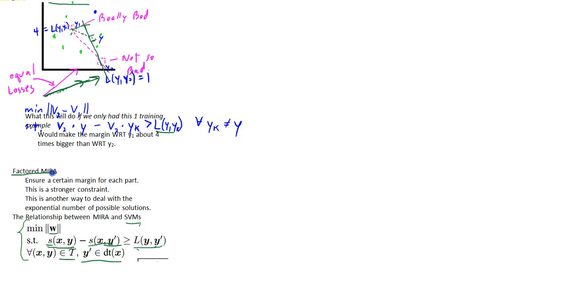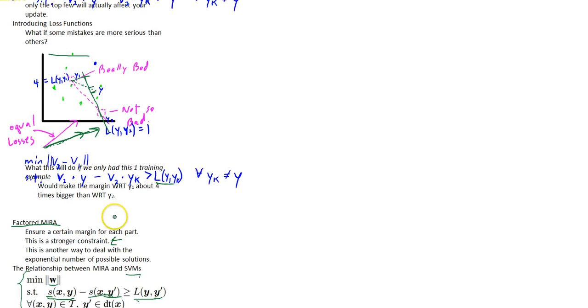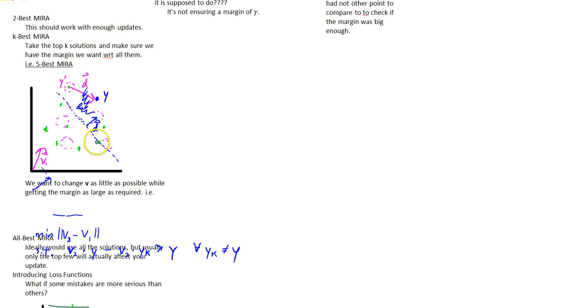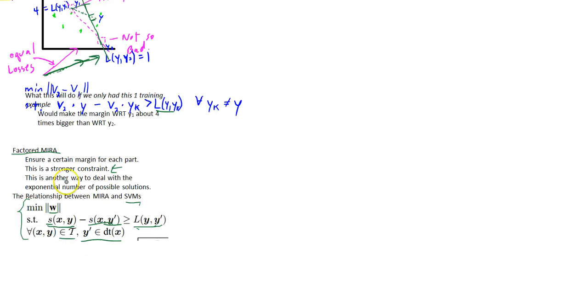And factored MIRA is another way to deal with the exponential number of possible solutions, which is just by locally making sure that you make the right choice, like whether you have a link between two words in your dependency parsing. However, this is a stronger constraint, which means that sometimes we'll be doing updates when we don't need to because overall the solution wasn't the best. But maybe there's one that wasn't in the k-best where we should have done an update, and this will take care of that.